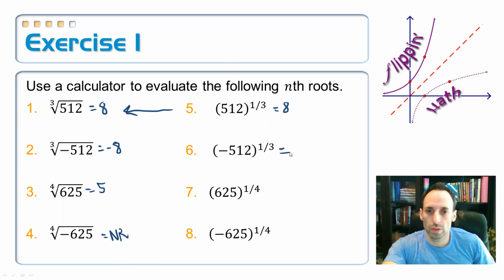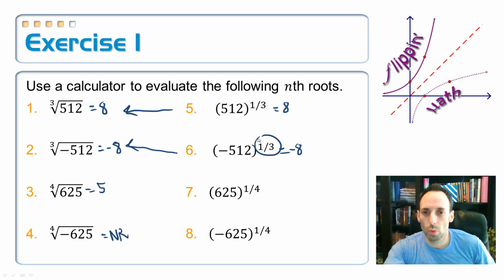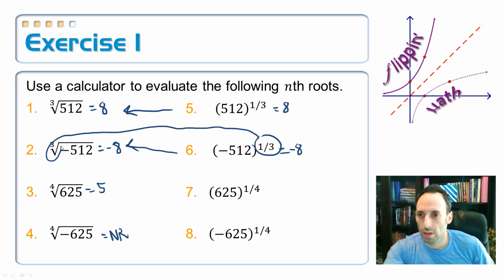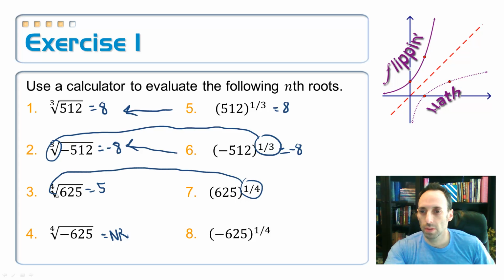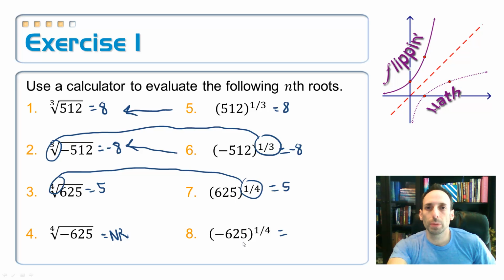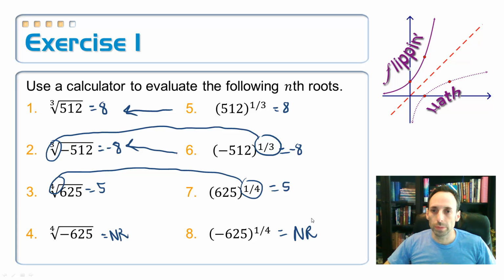Negative 8, hey, that's also the same thing that was over here. Negative 8. So it seems like this 1/3 is the same thing as a cube root. So what do you think this 1/4 is? That 1/4 should be the same thing as a 4th root. So that should be equal to 5. And since this is a negative number underneath a 4th root, which is even, this must also be non-real.